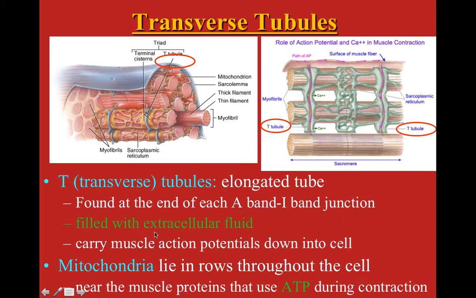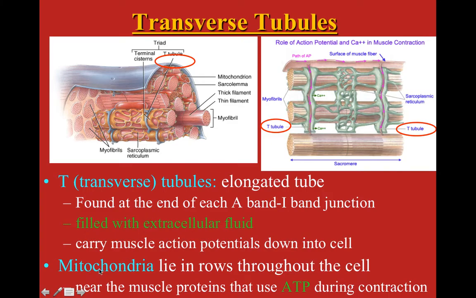These tubules are filled with extracellular fluid, which is outside of each cell. And they carry muscle action potentials down into the cell. All right? These tubules are responsible for getting those action potentials into the cell so the muscles will contract. Okay? And we see here this is a single muscle cell right here. And we got our I band and our A band coming together. All right? And we'll talk about that a little bit more when we get to it.